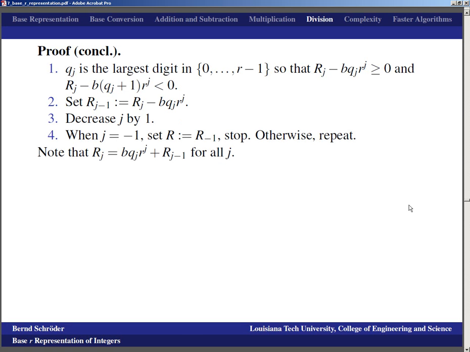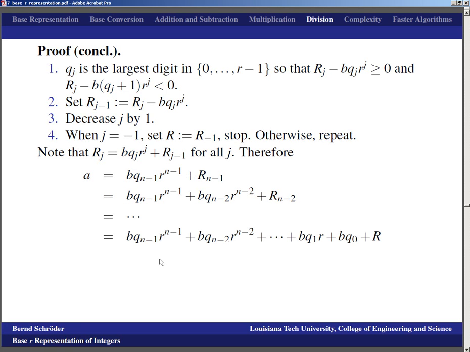So that means that now, because r sub j is b times q sub j r to the j plus r sub j minus 1 for all j, we can now show that this really gives the right result, because we have that a is b q sub n minus 1 r to n minus 1 plus r sub n minus 1, which is, keep the front, and r sub n minus 1 is b q sub n minus 2 r to the n minus 2 plus r sub n minus 2, and now you can also express r sub n minus 2, and you keep doing that until you've got the sum b q sub n minus 1 r to the n minus 1, b q sub n minus 2 r to n minus 2, plus all the way to b q sub 1 r plus b q sub 0 plus r sub negative 1, right?